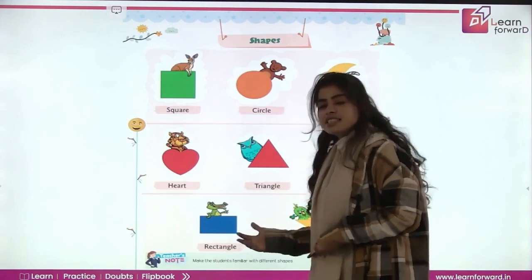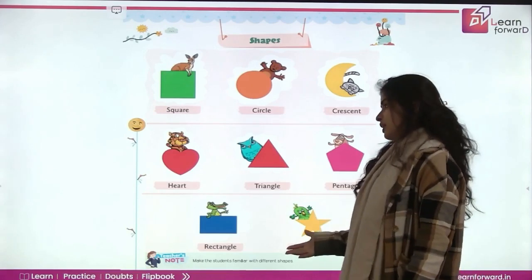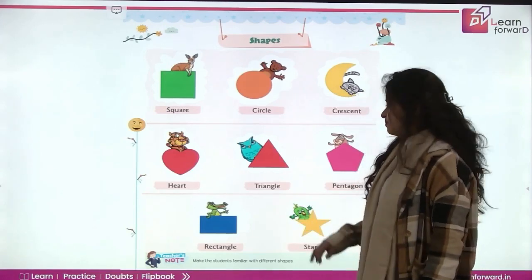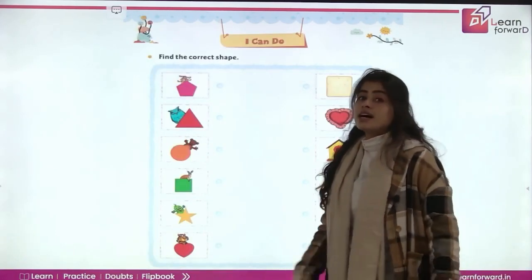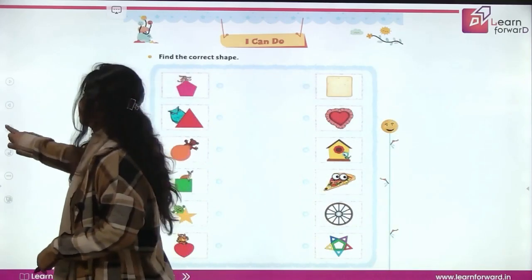Next is the star. I know every one of you is familiar with the shape. It's a star. Okay. Now next is our activity. Just quickly grab your pencils and we will start the activity.